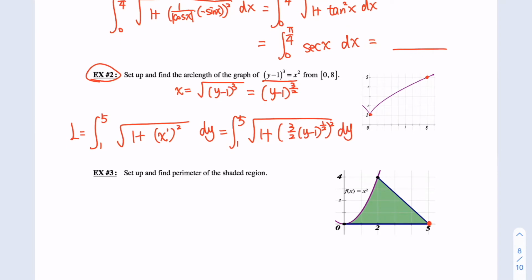So if we integrate this way, it will be so much easier to solve without a calculator. So on the test, you have to choose the right one. Without a calculator, if you solve it using dx, it will probably be very hard to solve. It's the integral of 9 over 4, y minus 1, dy. Then you can use u substitution to solve this problem.